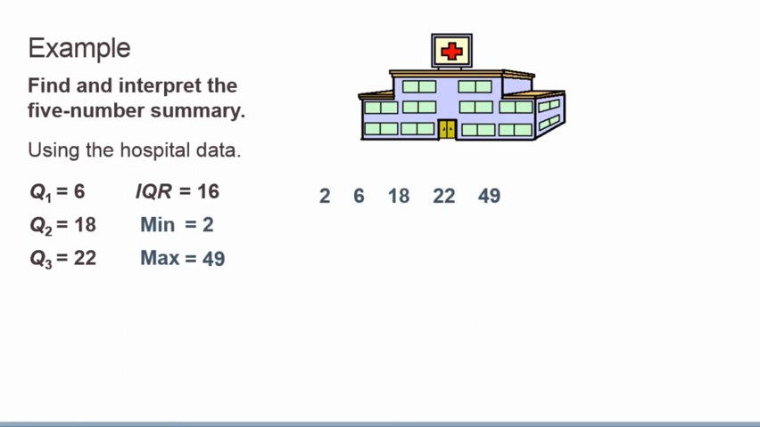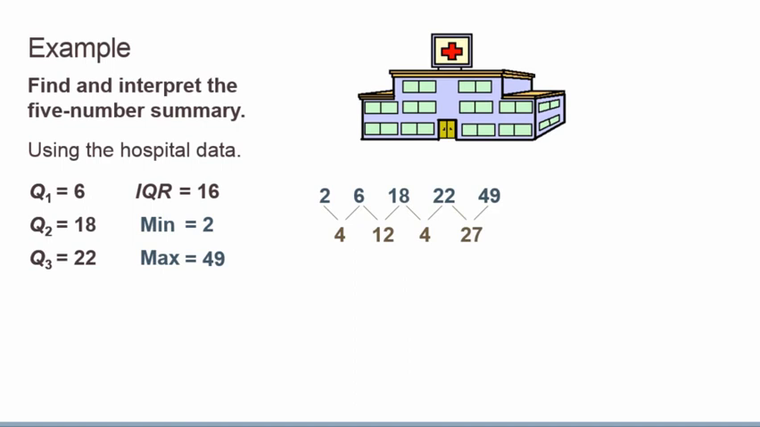Starting with our min 2 and Q1 6, 6 minus 2 is 4. The number of days that passed from Q1 to Q2, 18 minus 6, is 12. The number of days that have passed from Q2 to Q3, from 18 to 22, is 4. And the number of days that have passed from Q3 to our max, 49 minus 22, is 27.